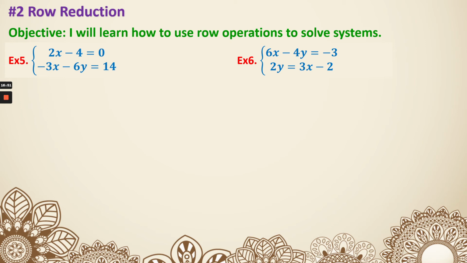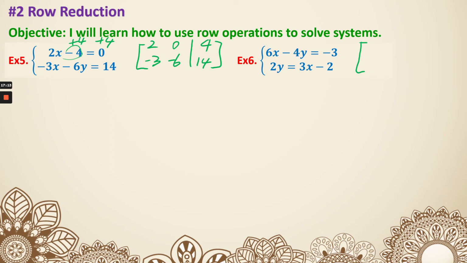Let's start by writing down the matrix first. So this one is special again. We do not have a y, however, the number is on the left side. So we do need to add the 4 to the right side first. We can write down the matrix 2, 0, 4. -3, -6, 14. That is example 5.